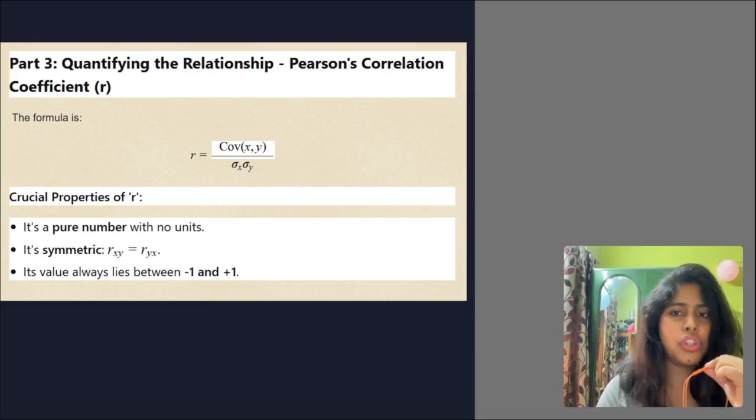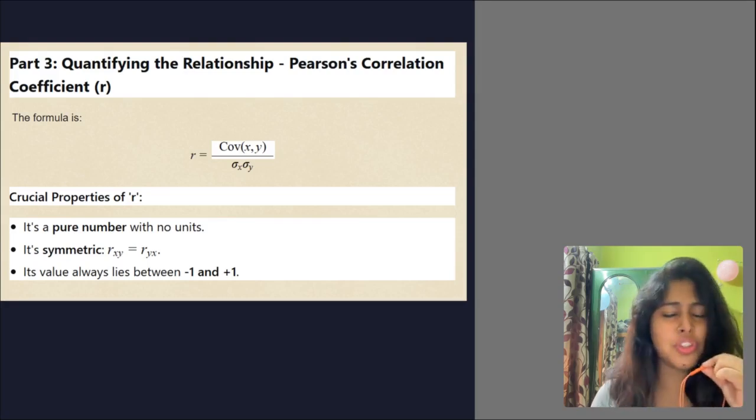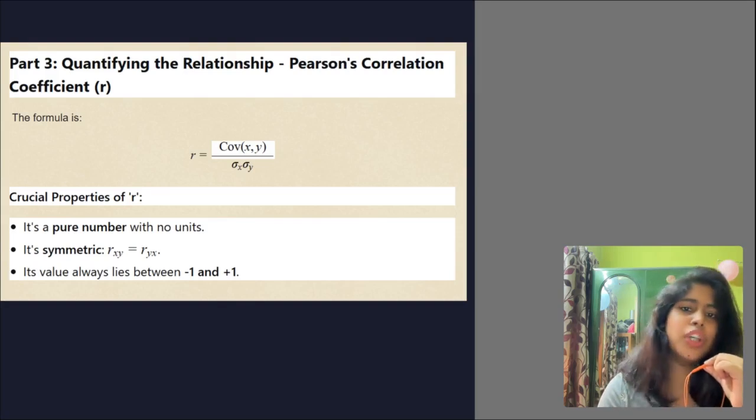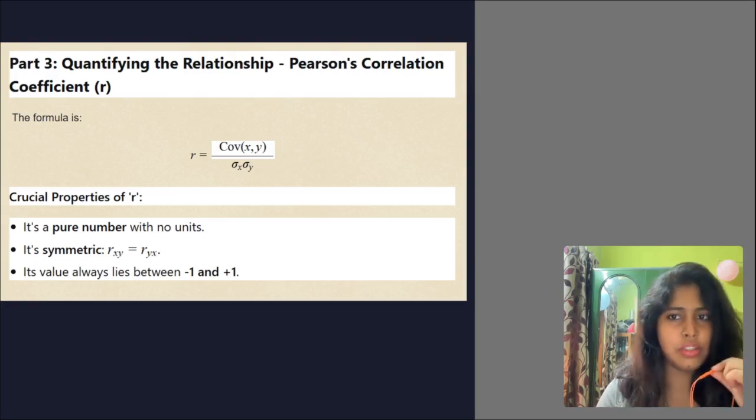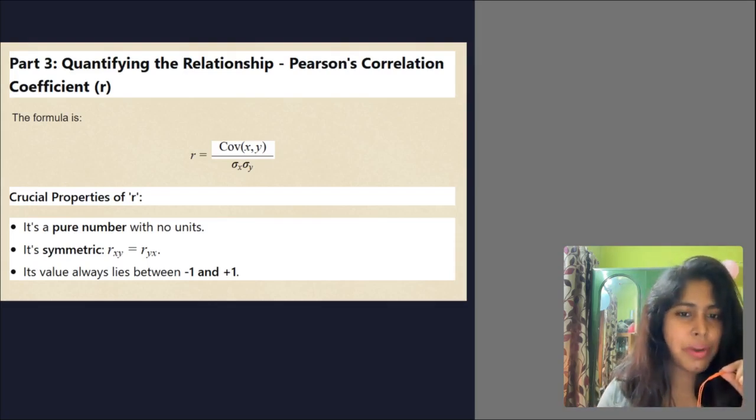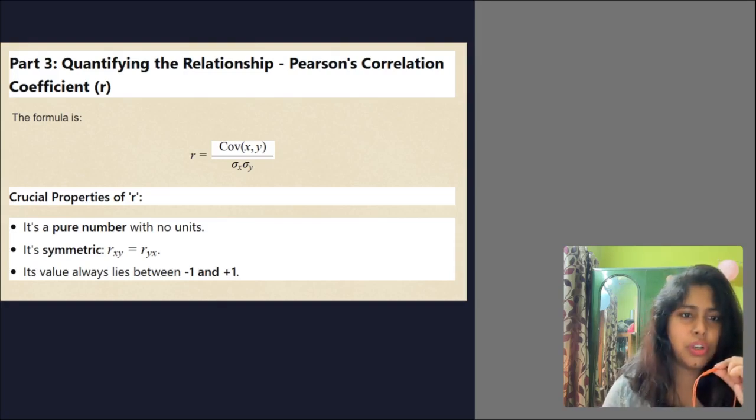The number, correlation coefficient. A picture is great, I know that, but we need a number to summarize this relationship too, right? That number is the Pearson's correlation coefficient, or r. Think of it this way: the sign, positive or negative, tells you the direction of the relationship. The value closer to plus 1 or minus 1 tells you the strength of the linear relationship. As you can see in the formula here, covariance of x and y divided by sigma x and sigma y. What is sigma x and sigma y? If you can recall, sigma x is the standard deviation of x and sigma y is the standard deviation of y.